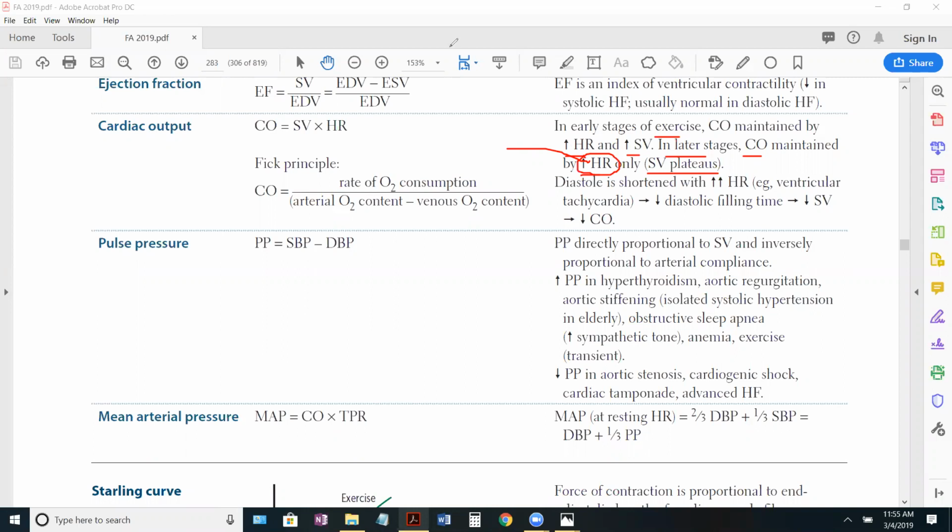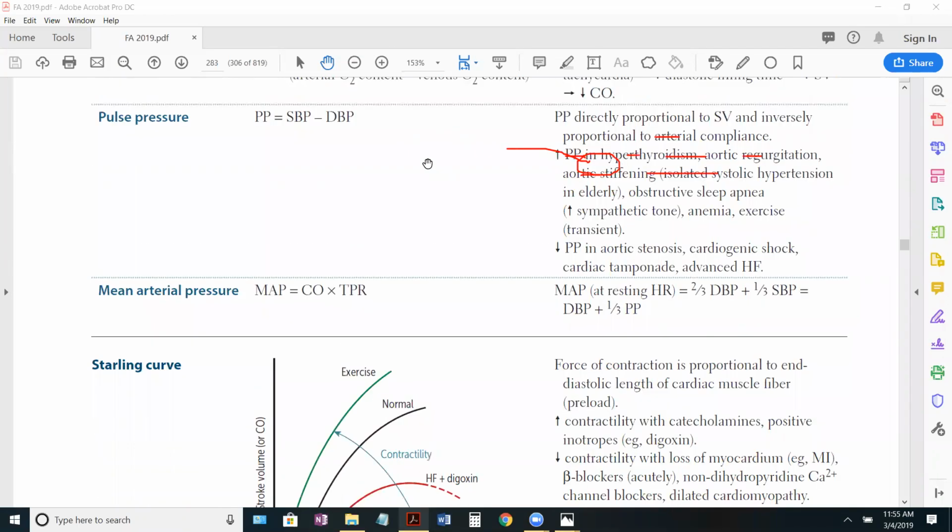But even after a few moments of the exercise, even the heart rate will not be able to go further, because of the maximum heart rate that you can achieve. Do you know what that is? 220 minus your age. Yes, that's the maximum heart rate that you can achieve. So if you keep on exercising and reach that limit, you will not increase further.